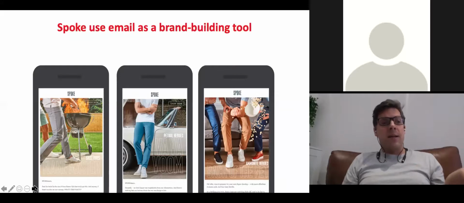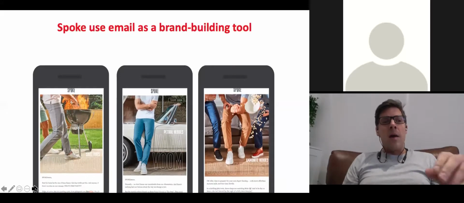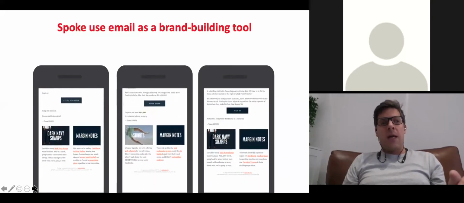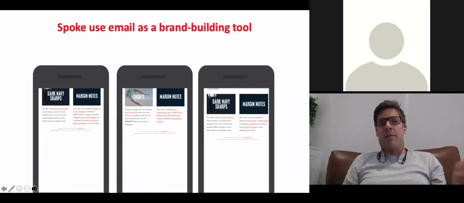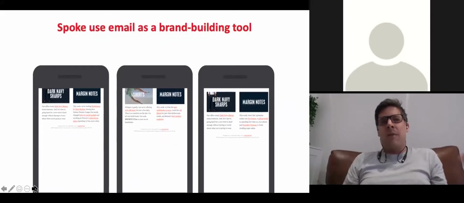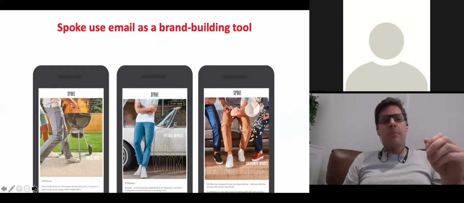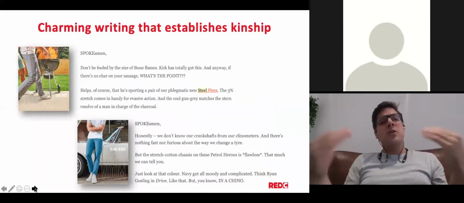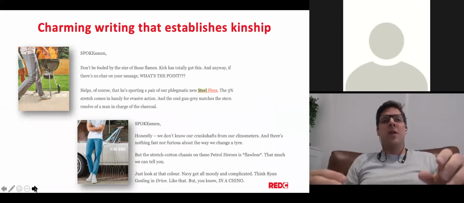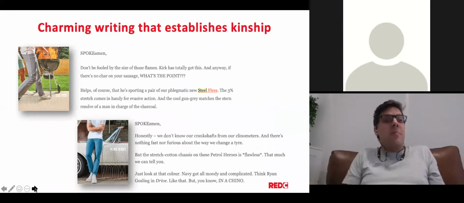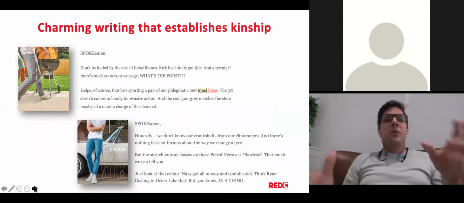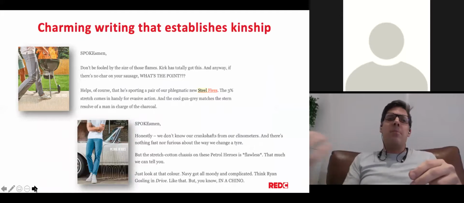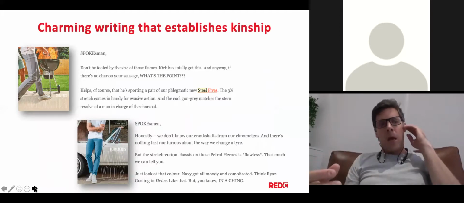All their emails basically look exactly the same. There's always a shot of a pair of trousers, a little bit of copy, a button, and then some, I suppose, added value content at the bottom. But what's interesting about their copy is that as you read it, you come to understand that what they're trying to do is build their brand. This is very much charming, witty writing that's basically trying to establish a kinship with the reader.